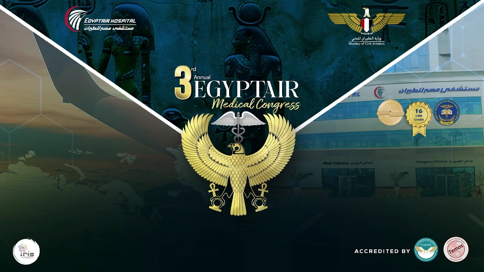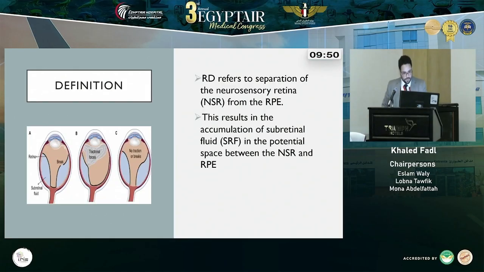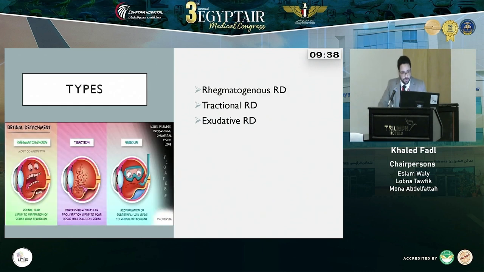I'm Dr. Khalid Al-Jabali. I'll be talking about two topics today, starting with retinal detachment. Okay. So RD refers to separation of the neurosensory retina from the RPE, which results from accumulation of subretinal fluid in the potential space between the neurosensory retina and the RPE. There are three types: rhegmatogenous, tractional, and exudative.